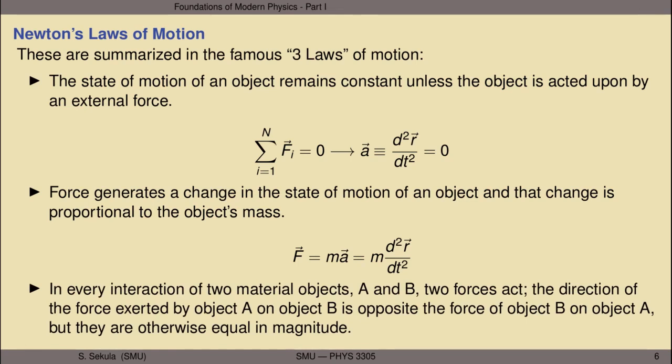And then finally there's Newton's third law, that in every interaction of 2 material objects, let's call them A and B, 2 forces are in action. The direction of the force exerted by object A on object B is the opposite of the force of object B on object A, but they are otherwise equal in magnitude. So if I take my hand and push on the surface of a table, the table pushes back against my hand with an equal magnitude but opposite direction force. That's why my hand doesn't go through the table.